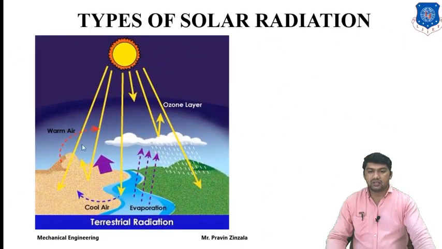The next type of solar radiation is terrestrial radiation, meaning solar radiation received on Earth's surface. It can be direct radiation or diffuse radiation. We receive the radiation at different locations, and the intensity will be different for different geometric conditions.